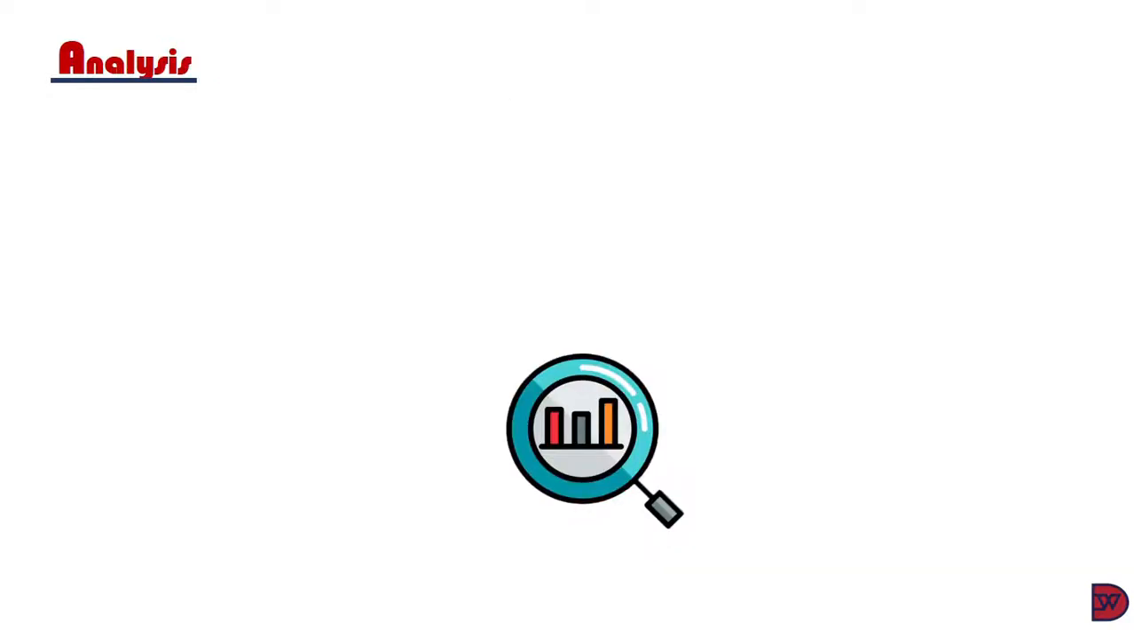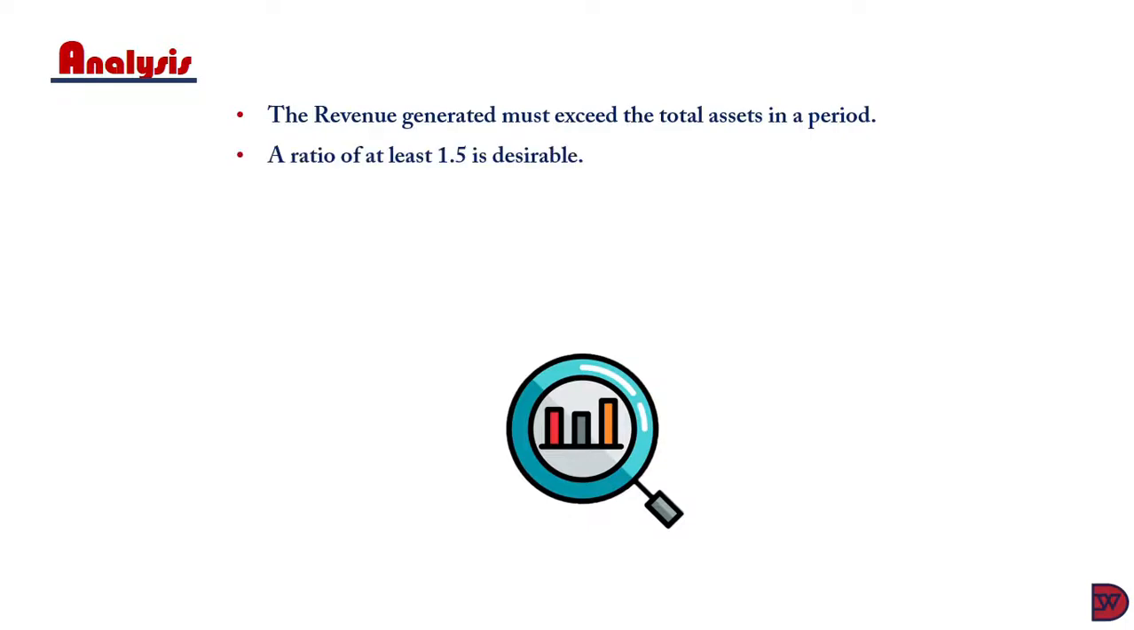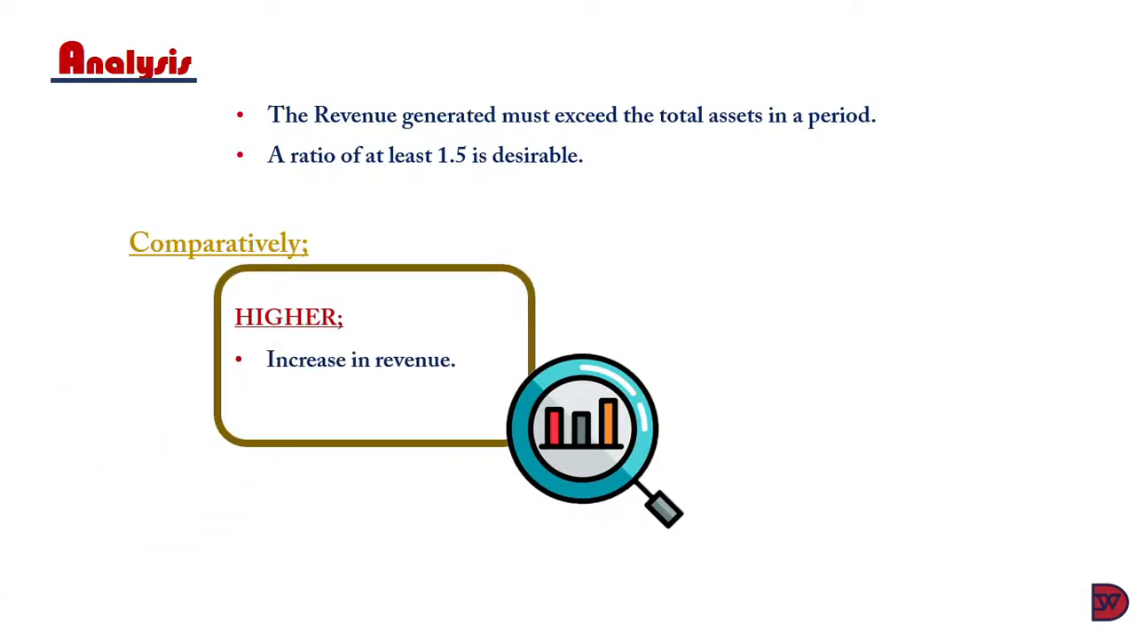Let's look at how to analyze the total asset turnover ratio. Ideally, the revenue generated must exceed the total assets value in a particular period. If the ratio you generate using the formula is 1.5 and above, it is a desired mark. When you compare your ratio to industry players or prior years and yours is higher, it means your revenue increased in that particular year compared to theirs. It can also mean that there was a reduction in assets, and here care must be taken to analyze it carefully, because a business can manipulate the assets to reduce just for its ratio to increase.